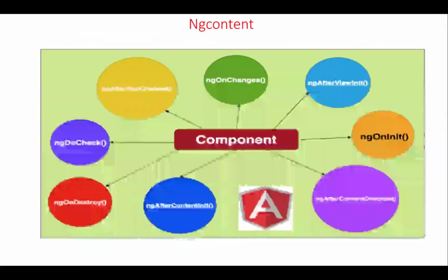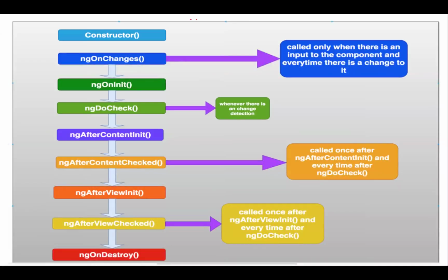So this is our order: constructor, then ngOnChanges, called only when there is an input to the component and every time there is a change to it. ngOnInit, ngDoCheck whenever there is a change detection. ContentInit, contentChecked every time after ngDoCheck. ViewInit, viewChecked, and finally destroy. This is the typical flow as far as the life cycle is concerned, guys.